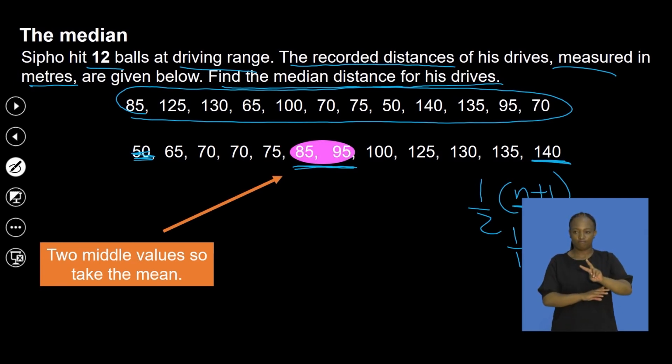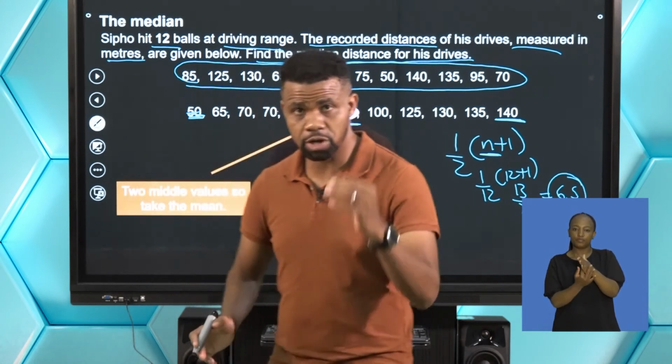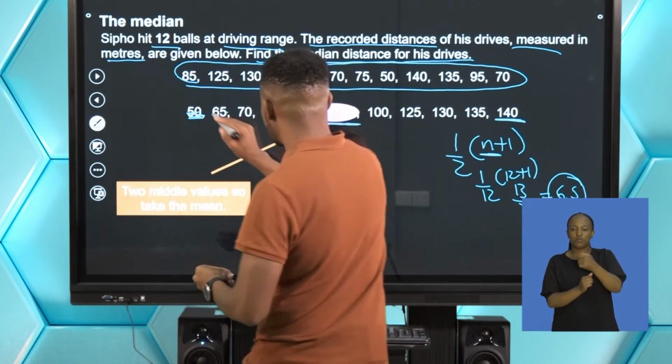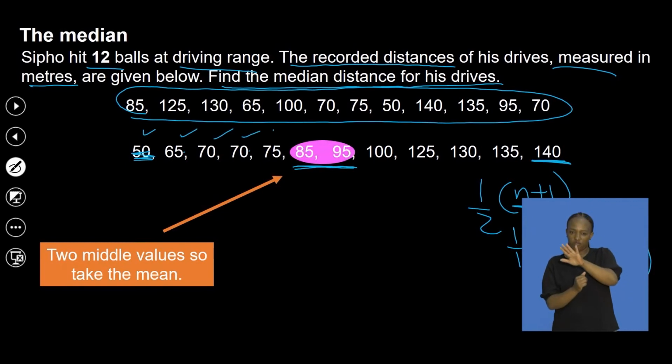So let's look at it. 1, 2, 3, 4, 5, 6. So 13 over 2 should give us 6.5. Okay. So 6.5 means position 6.5 is the position of the median. Then we count 6.5. So this is 1, 2, 3, 4, 5, 6. 6.5 is between there.